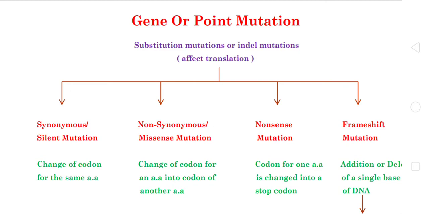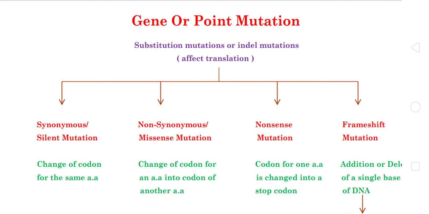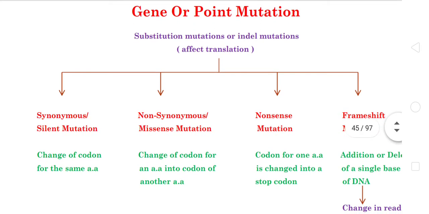This type of gene mutation is again subdivided into four types: synonymous or silent mutation, non-synonymous or missense mutation, the third is nonsense mutation, and the fourth is frame shift mutation. Let's see the first one, silent mutation. Silent means nothing happens. Here, if you change a codon, what is a codon? Three bases join together to code one amino acid. That is called a codon. If there is a change in the codon but no effect on amino acid production, that is called synonymous or silent mutation.